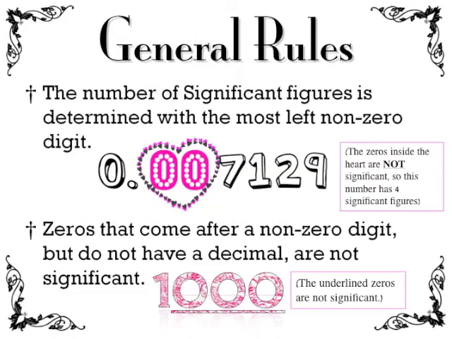Also, the number of significant figures is determined with the most left non-zero digit. The zeros inside the heart are not significant, so this number only has four significant figures, which are 7, 1, 2, and 9.